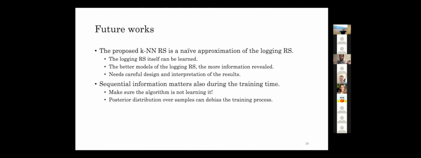But finally, we know that this missing not at random problem is very important in recommender systems. The distribution we obtain here might be helpful, for example, in inverse propensity scoring.